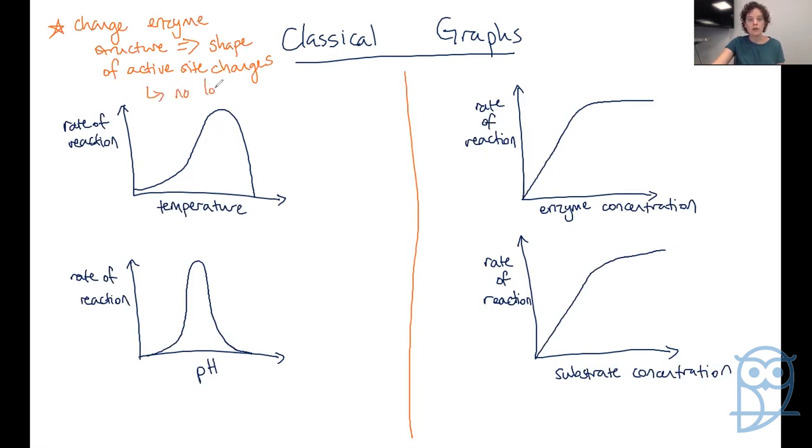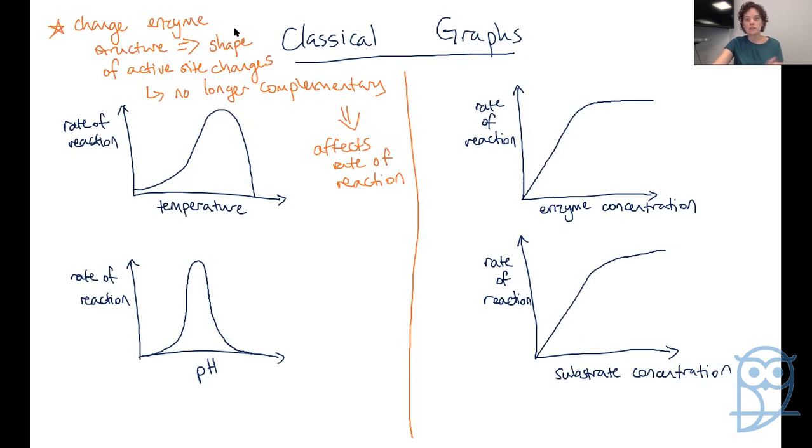Okay, so this change of enzyme changes the active site. Okay, so we're no longer complementary. And this then affects rate of reaction. So these 2, temperature and pH, all about enzyme structure.